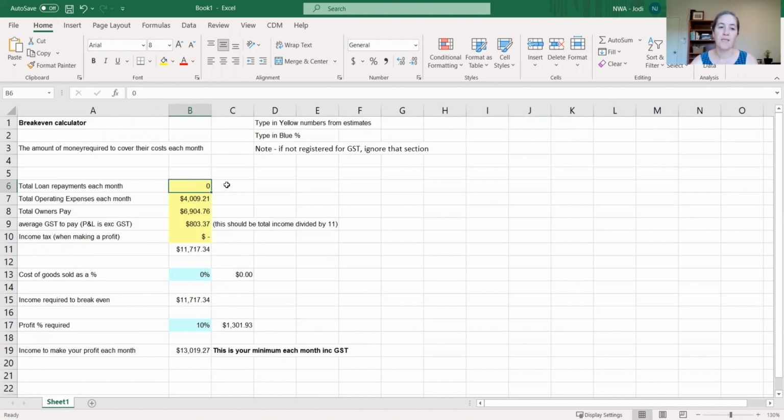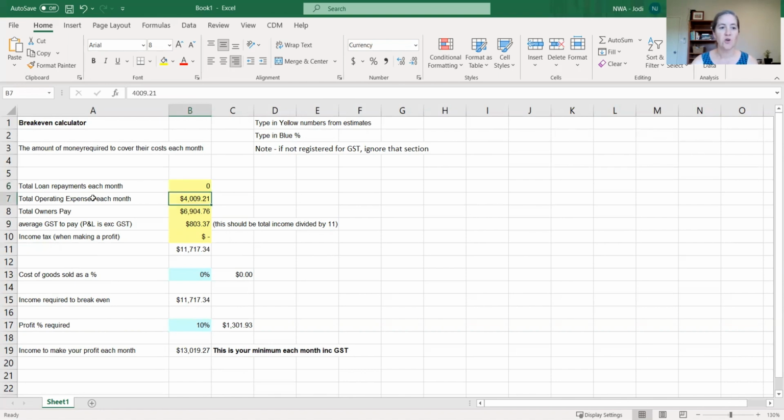So we need to figure out over what period of time you can afford to pay those out, and you want to pay those out so that we can get an income target for you. So in my business, I've got no loans, which is absolutely amazing. So we'll stick with 0 for that one.